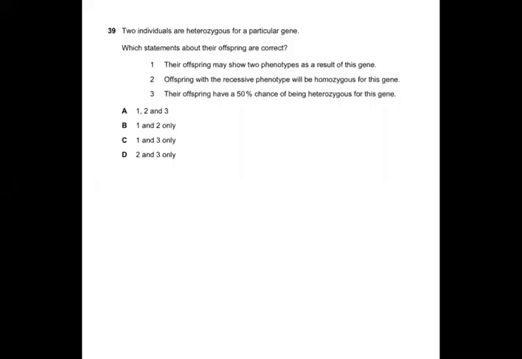The next question is, two individuals are heterozygous for a particular gene. Now we'll take any two letters for this. For example, capital B for dominant and small b for recessive. And both are heterozygous, so both are capital B and small b. Now, which statements about their offspring are correct? Their offspring may show two phenotypes as a result of this gene. Offspring with the recessive phenotype will be homozygous for this gene. Their offspring have 50% chance of being heterozygous for this gene.